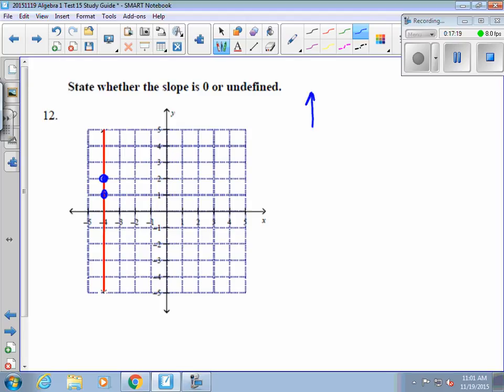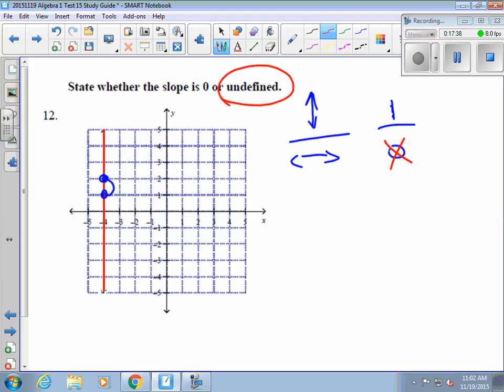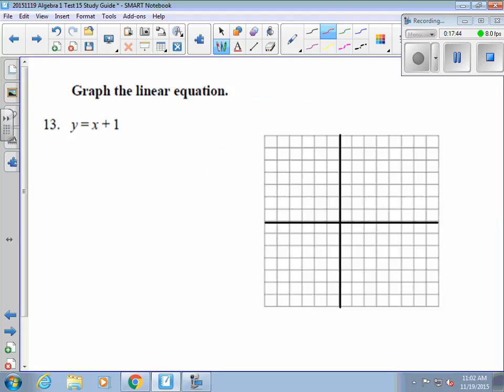Remember what slope is. It's rise over run. This right here is going up or down, whatever you call it, 1. It's going up 1. It is not going over left or right at all. You cannot have a 0 at the bottom of a fraction, and that's why this one is undefined. Had it gone the other way, 0 would have been at the top over a number at the bottom, which would have been 0, a horizontal line.